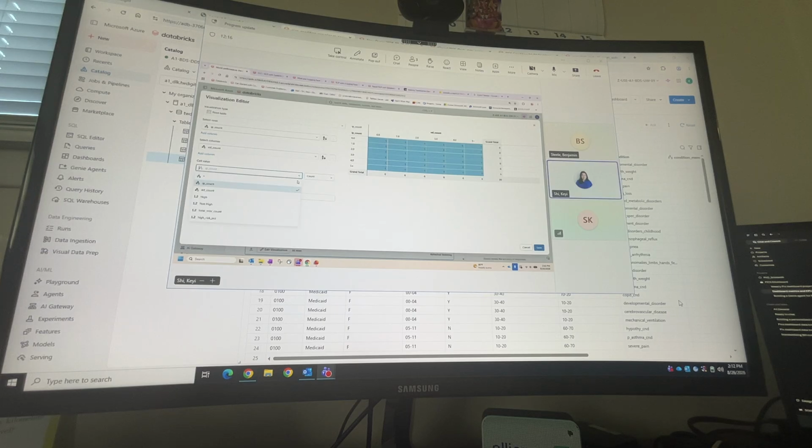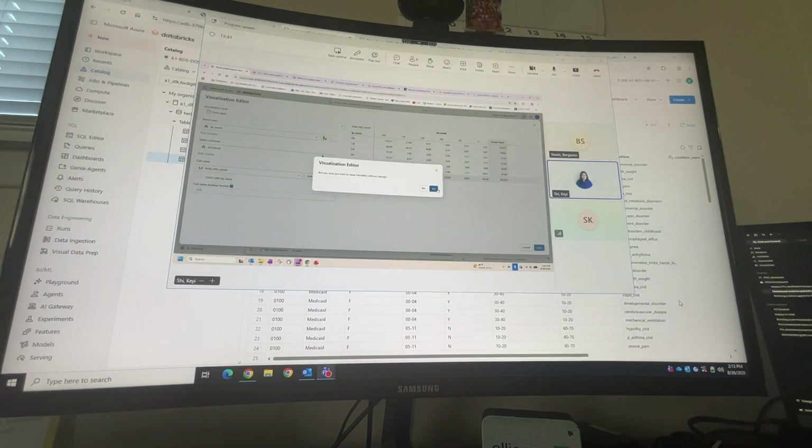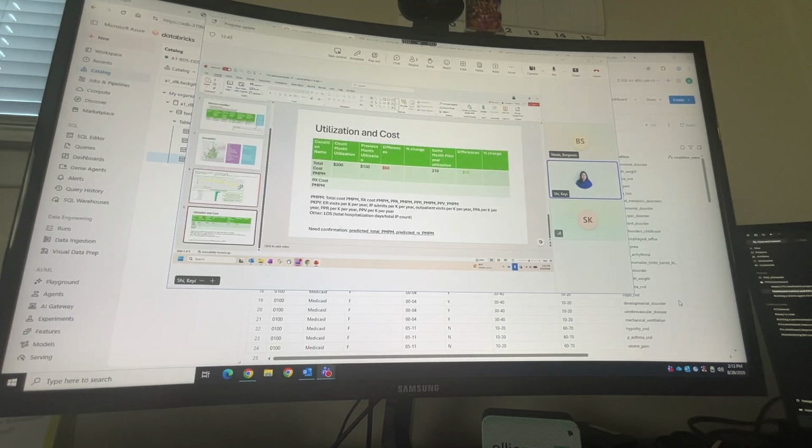And the cell value could be like total member count. Not changing. Or something like that. Is what I think for this page.